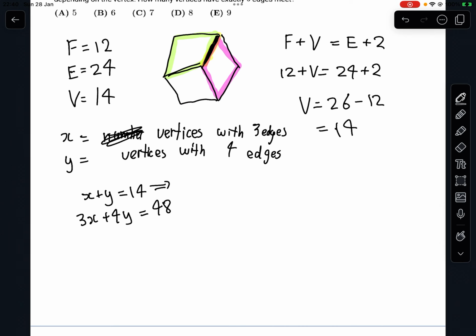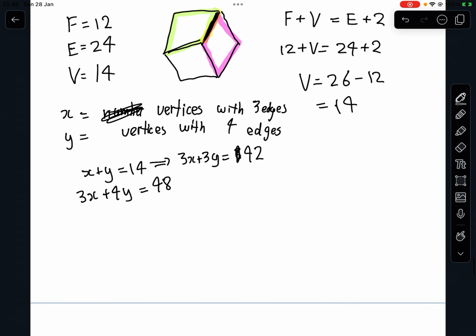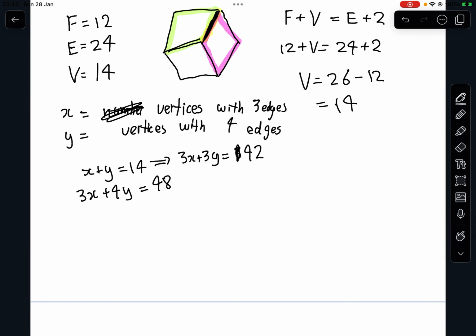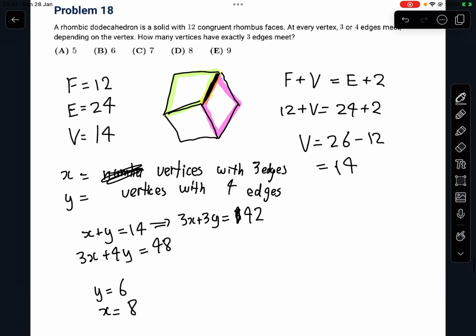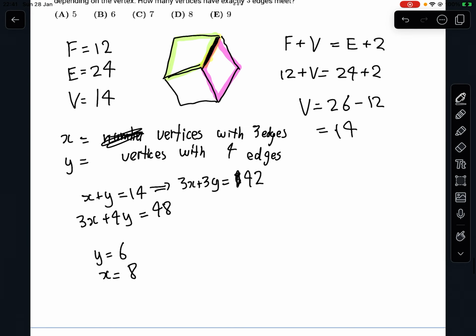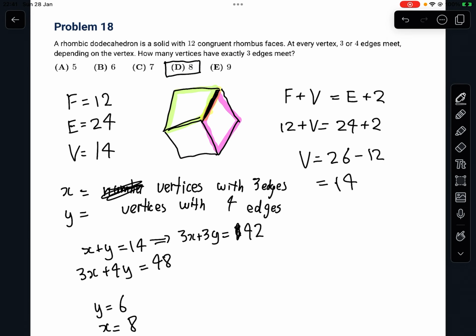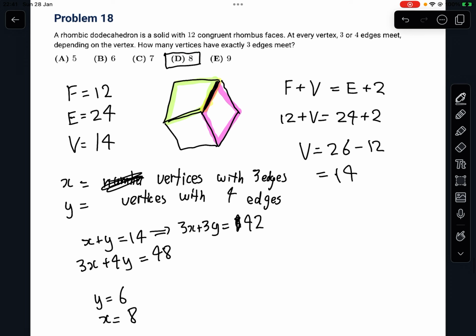So now we just solve the system of equations. Multiplying the first equation by 3 gives 3x plus 3y equals 42. Then we subtract the equations, and we get y equals 6. So x equals 14 minus y, which is 8. The question asks how many vertices have exactly 3 edges meeting, so the answer is the value of x, which is 8. So our answer is choice D, 8.